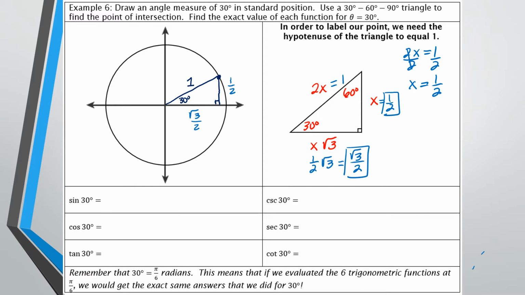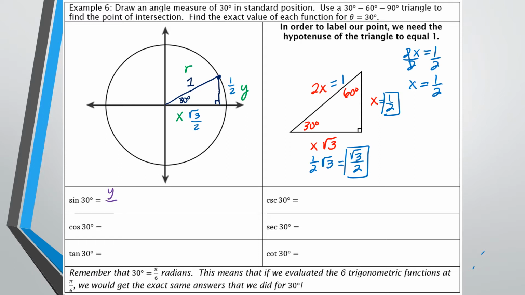Now what I want to do is label all of our sides. So remember that our radius, that's the hypotenuse of our triangle, is equal to 1. That's the whole reason we're doing all of this manipulating with the sides of the triangle. The x value is the one that's on the x-axis, and then the vertical value would be your y value. So I have everything set up. Again, I'm going to go through and do all my ratios, which hopefully you have memorized.